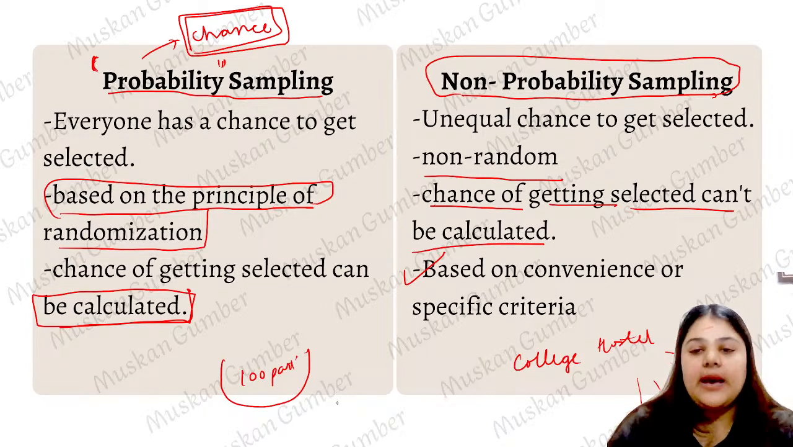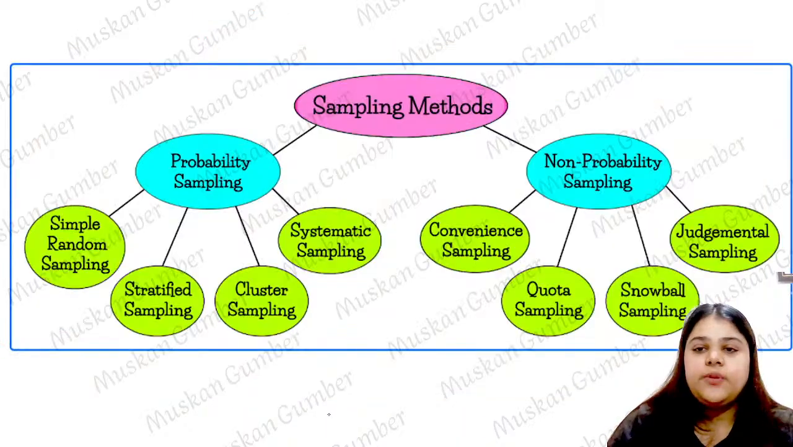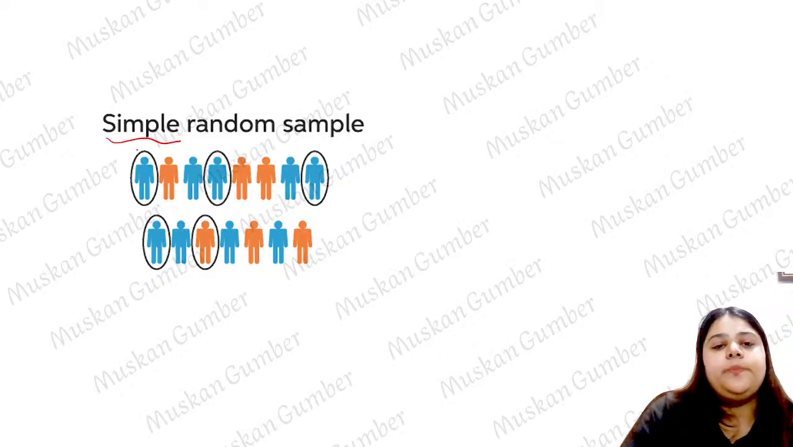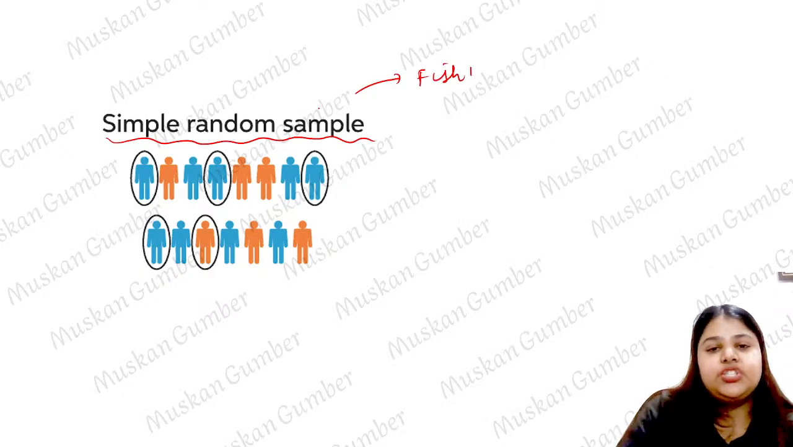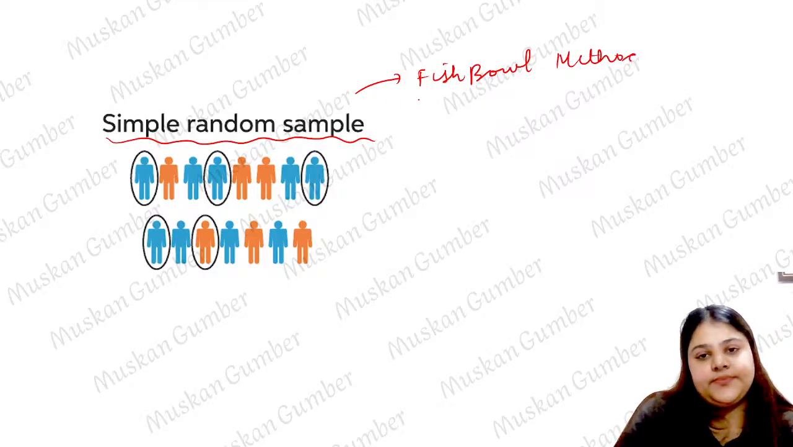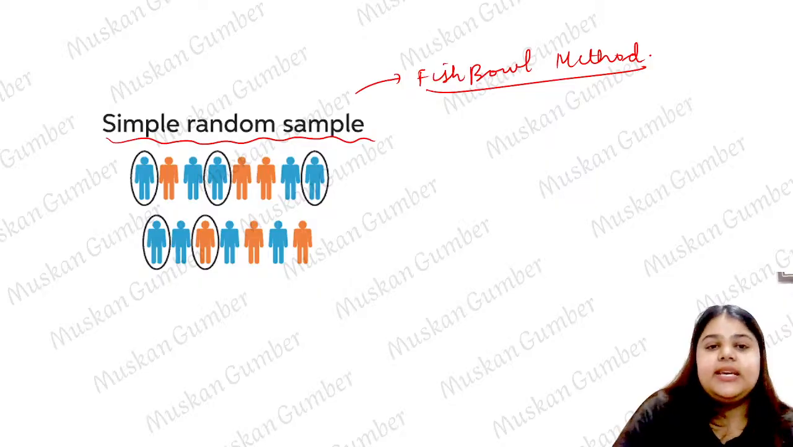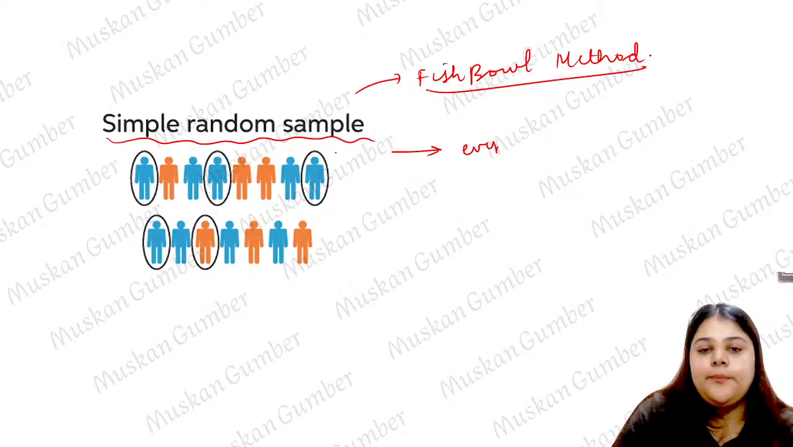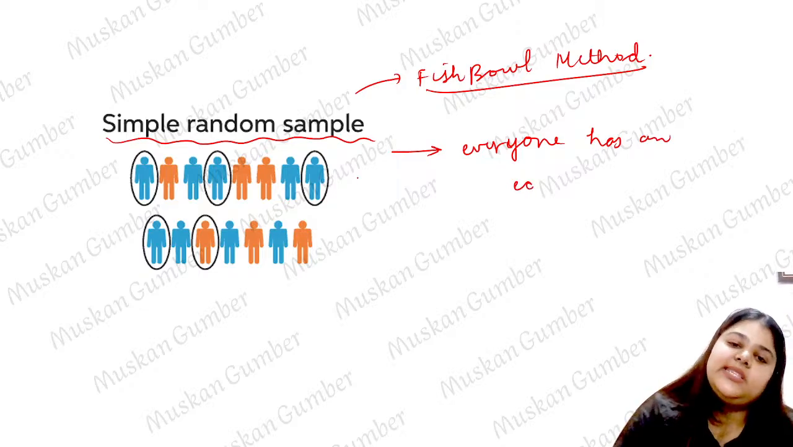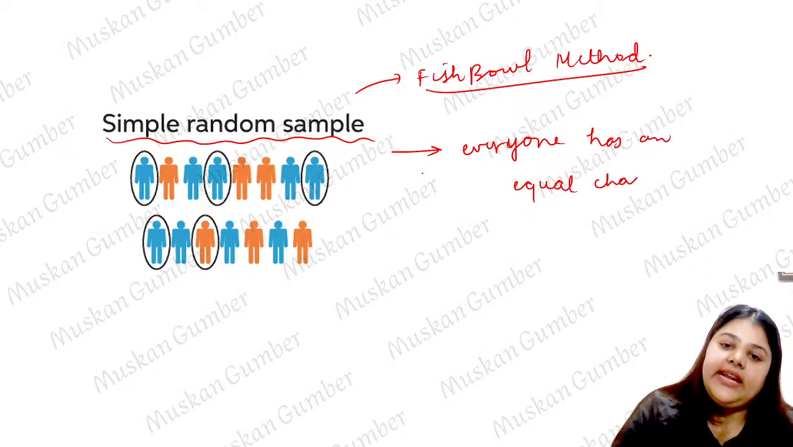Okay, now let's elaborate upon various types of probability and non-probability sampling. For probability sampling, first of all, we will be talking about simple random sampling, also known as the fishbowl method of sampling. In this particular type of sampling, everyone has an equal chance of getting selected.